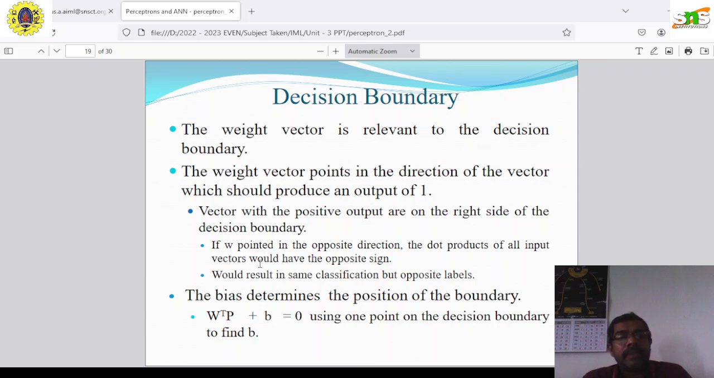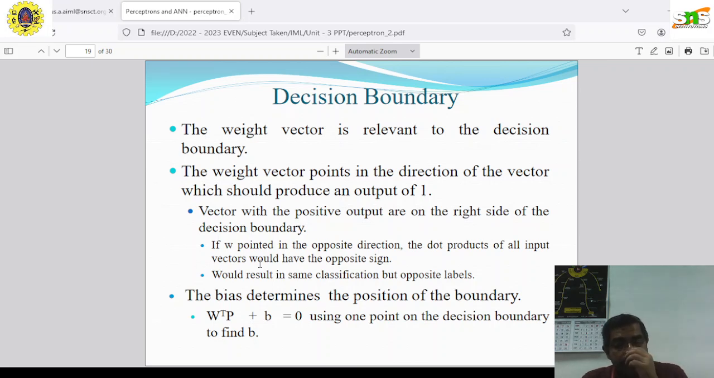Vectors with a positive output are on the right side of the decision boundary, and if W is pointed in the opposite direction, the dot products of all input vectors would have the opposite sign. So that would result in the same classification but with the opposite labels.